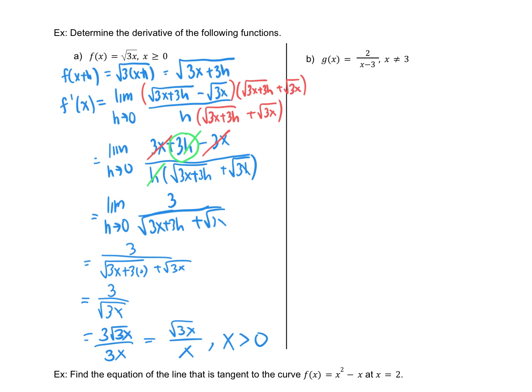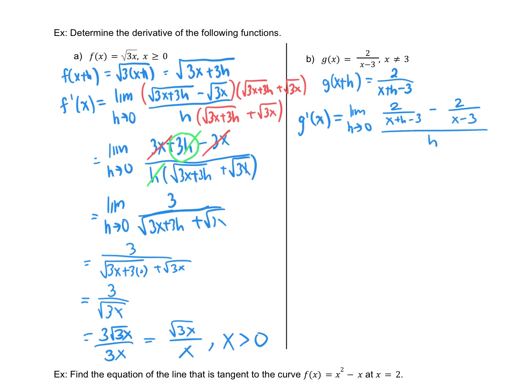Next, we're going to try a rational example. So we have g of x equals 2 over x minus 3, where x does not equal 3. Okay. I'm going to figure out g of x plus h, which I don't have to do as an extra step. I like to do it sometimes in case there's something for me to clean up. In this case, there isn't. So I'm going to go to finding my derivative, g prime of x equals the limit as h approaches 0 of 2 over x plus h minus 3, minus 2 over x minus 3, all over h.